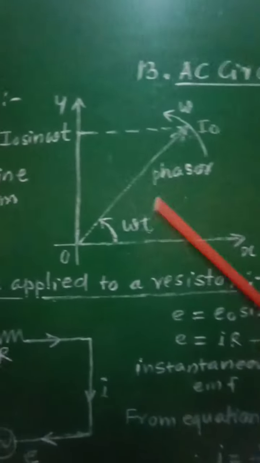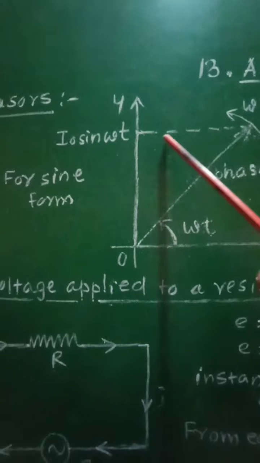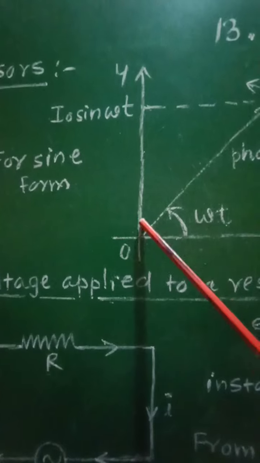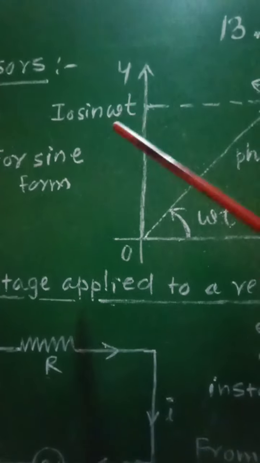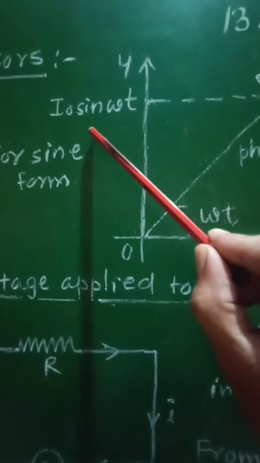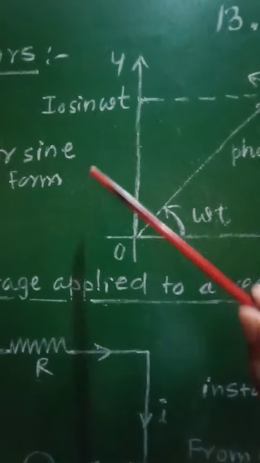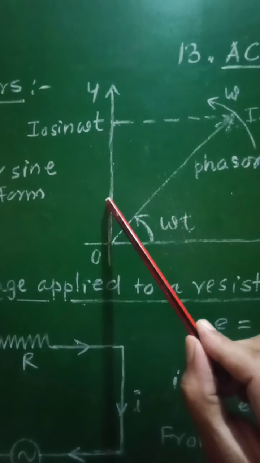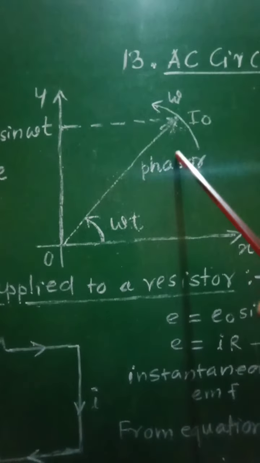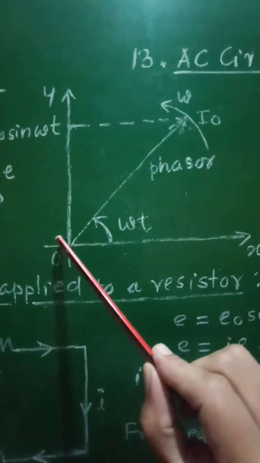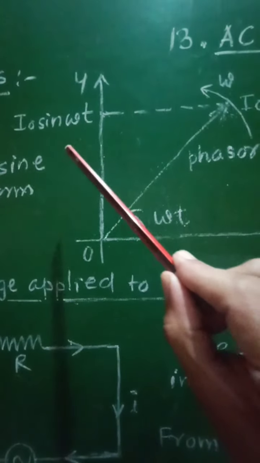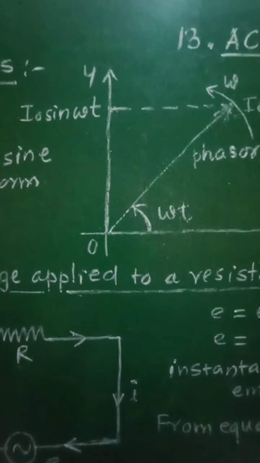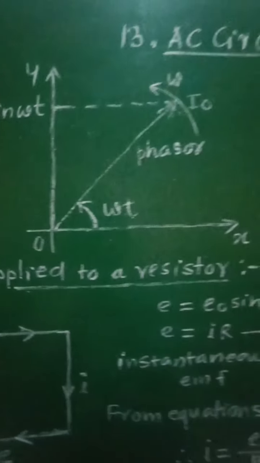In sine form, when the projection is taken on the y-axis, that is the vertical axis, this portion will represent the instantaneous current, that is I0 sine omega t. As this side is parallel to this side, we have considered sine here, and therefore it is I0 sine omega t. So it represents the instantaneous value of current, I0 sine omega t.